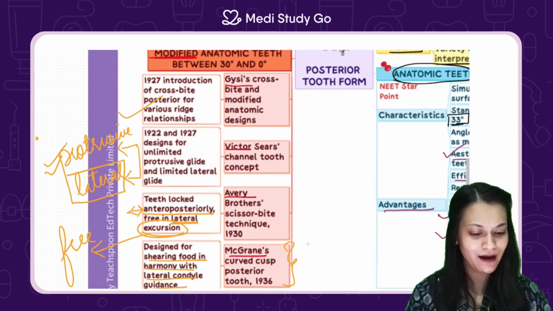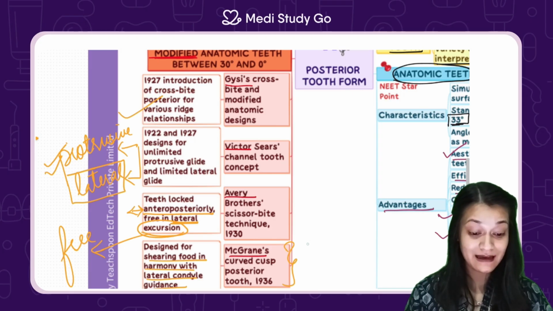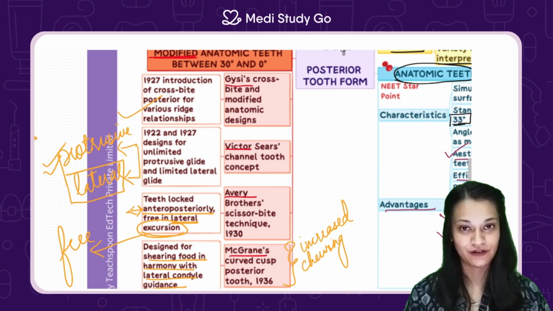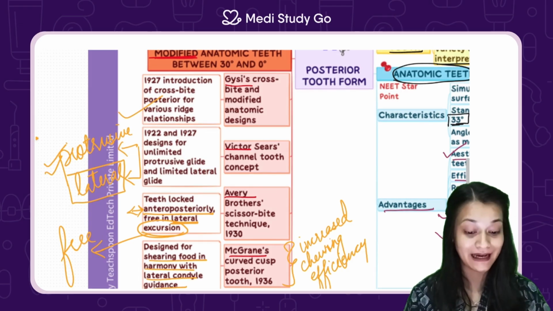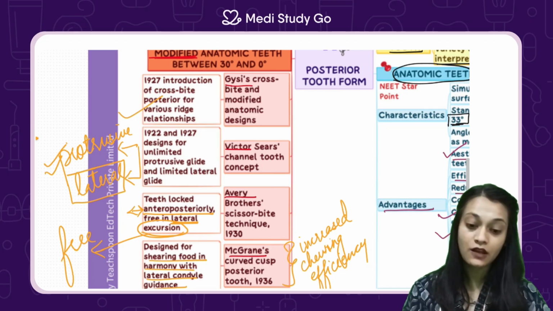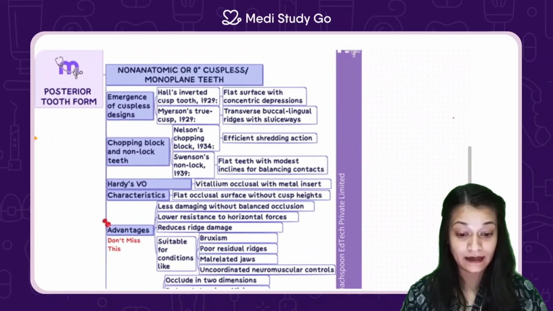You remember the formula? Yes. Now, because of this thing, what happened was that it led to increased chewing efficiency. And that was one of the advantages of the modification that was given by Myerson's curved cusp. So this was about your semi-anatomic and anatomic.